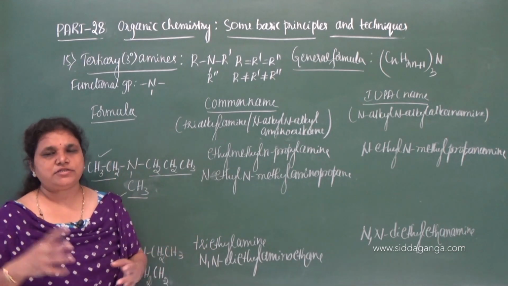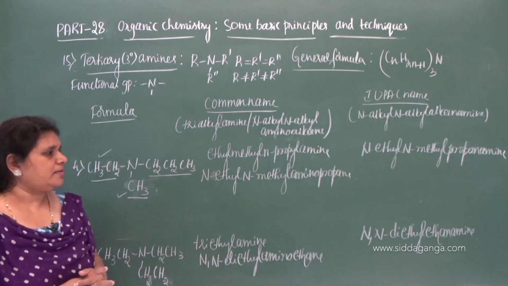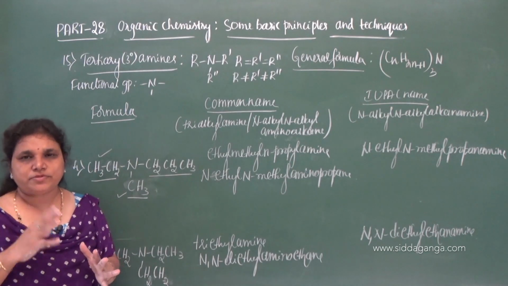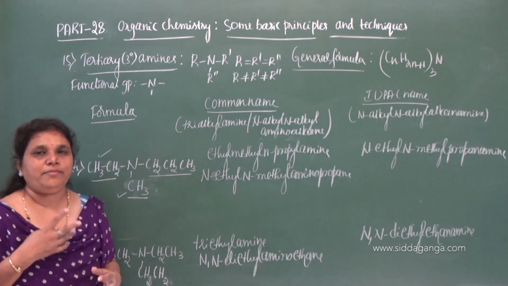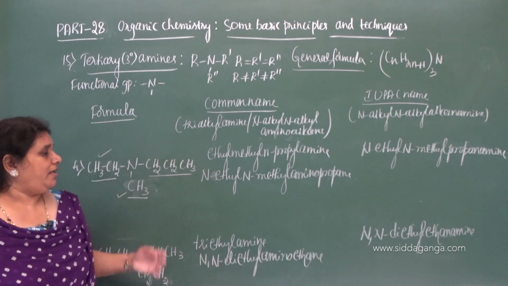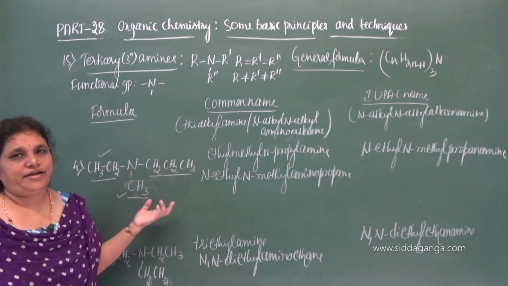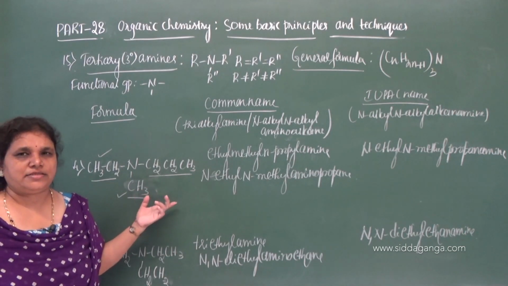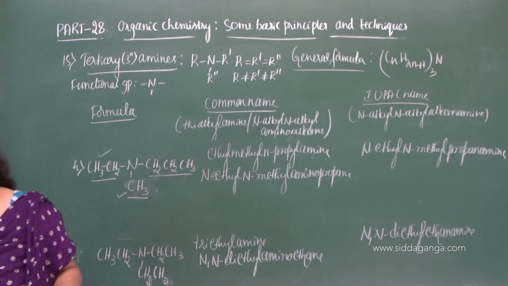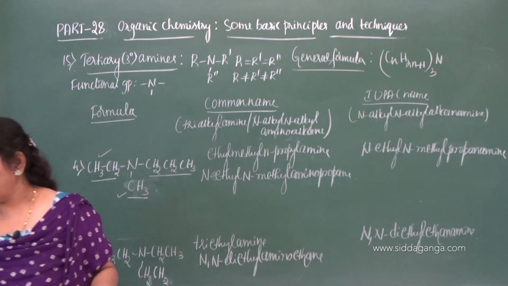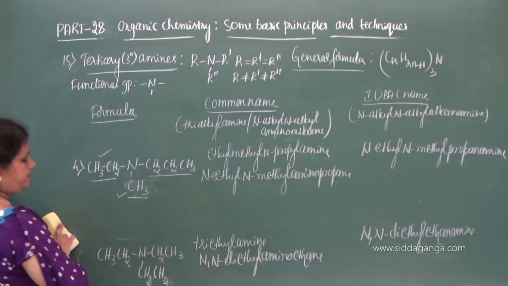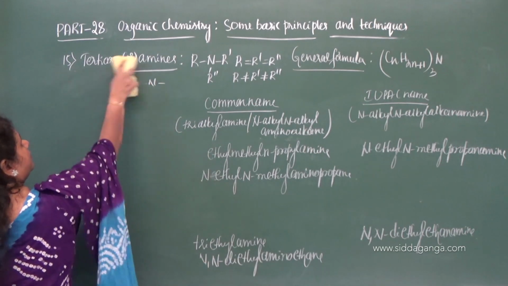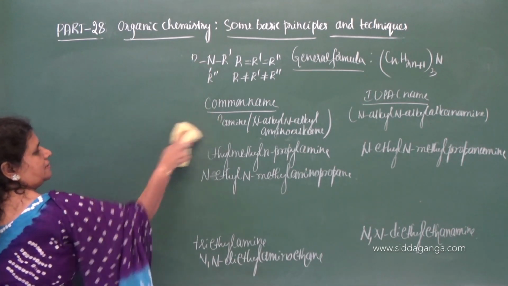So, first two alkyl groups which are smaller, we need to consider them as substituents, and we need to arrange them in alphabetical order if all the 3 groups are different. So, these are the examples for tertiary amines. Okay. Now, let us move on to the next class of compounds.